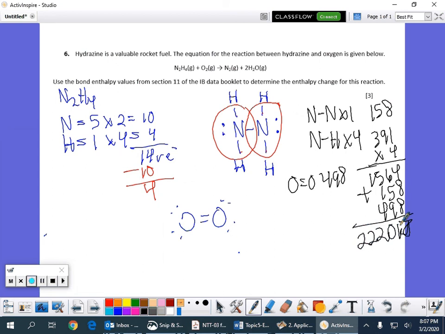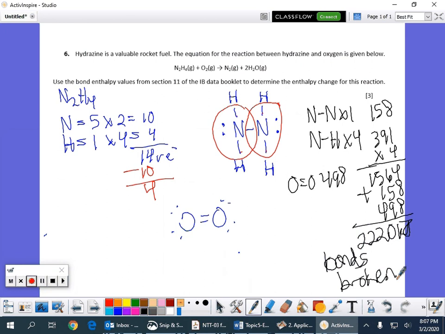Now if you have a situation where you're just breaking or adding to one functional group in a molecule, then you would worry about specifically which bonds were broken and which ones were being formed, and you would ignore the rest of the molecule that was being unchanged. But in this case, we're essentially changing both molecules. Okay, so we've got 2220 kilojoules as our total for bonds broken.